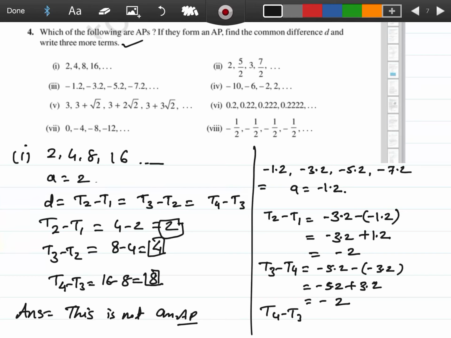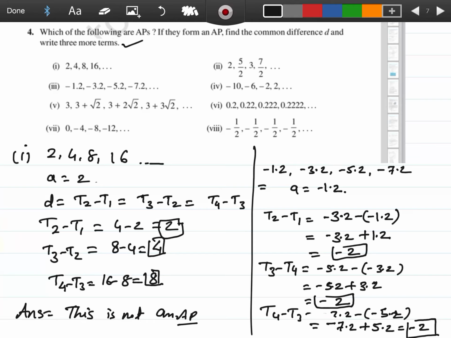T4 minus T3, that is -5/2 minus (-3/2), so -5/2 plus 3/2, that is again -1/2. So every time you can see the common difference is the same. Common difference is -1/2. So we can say this is an AP.